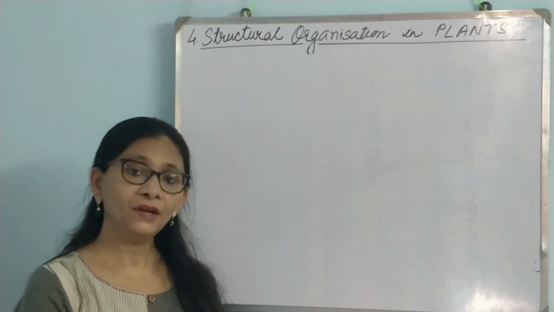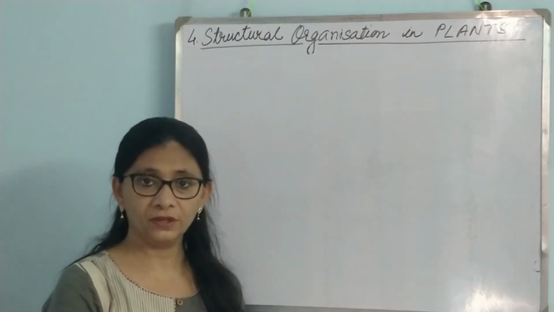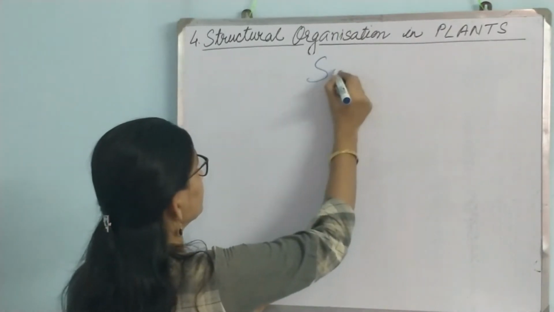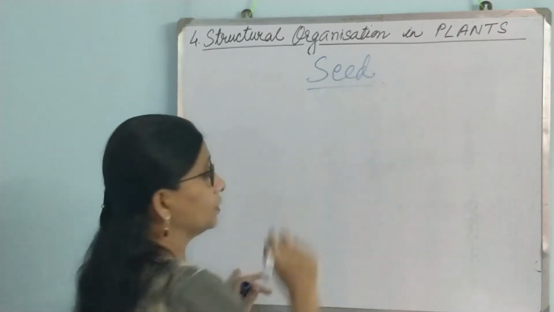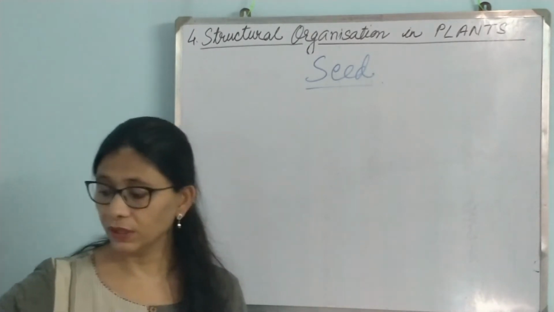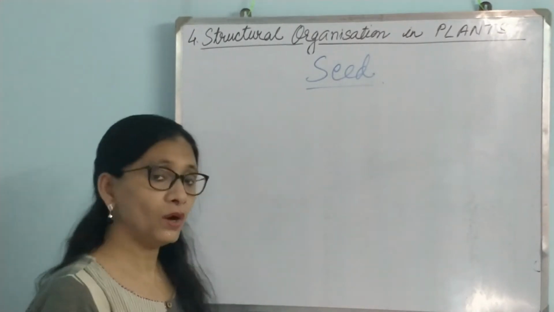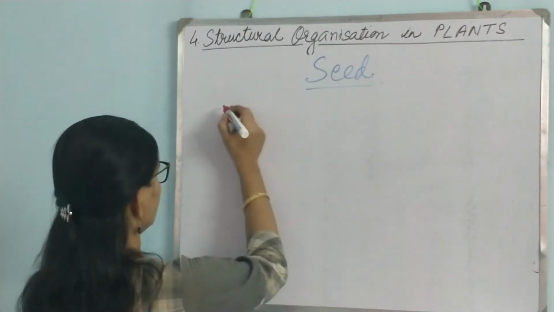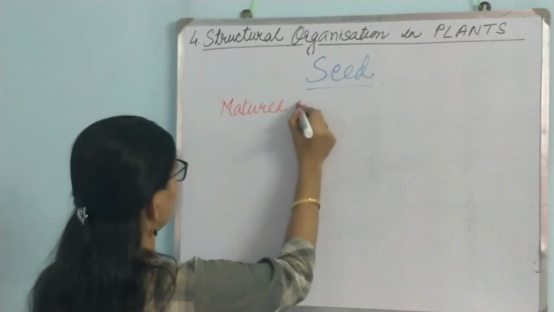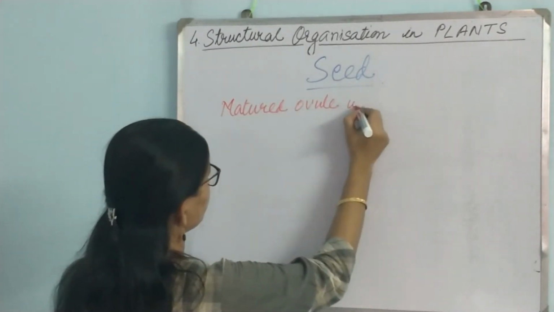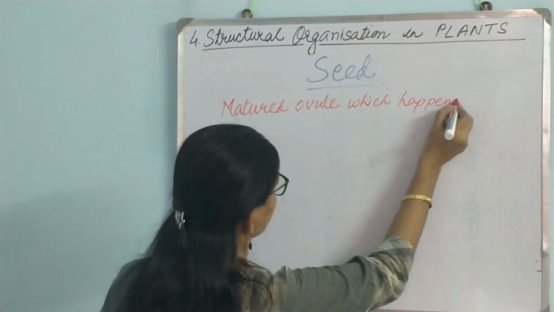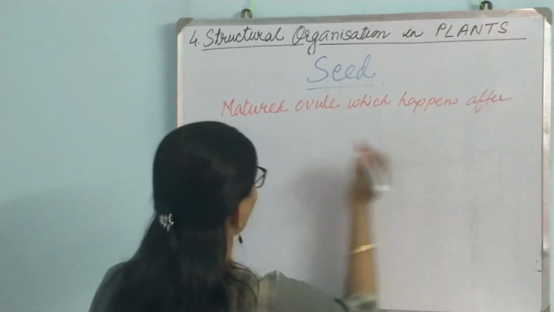We come to the end of this chapter, which is structural organization in plant, and the last topic that is left is seed. So let us discuss the seed, what it is and what are its different types. So what is seed? It is the matured ovule which happens after fertilization.